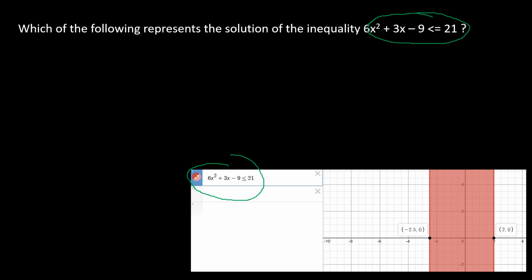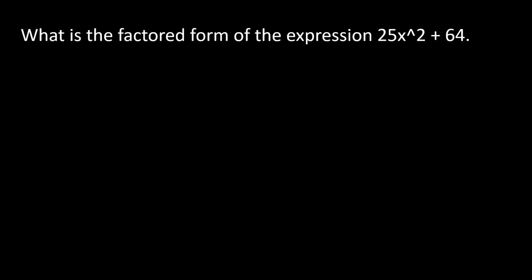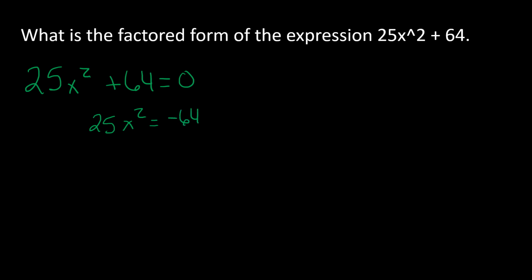All right, let's go ahead and move on to the next one. So what is the factored form of the expression? So this one was interesting. So we did these here. So when I have 25x squared plus 64, if you'll recall, when we do these, we could also set these equal to 0, and we'd end up getting 25x squared equals negative 64.